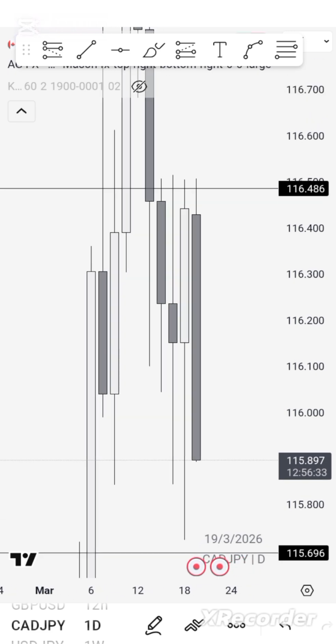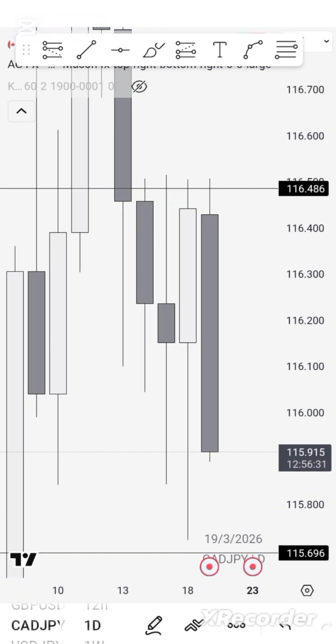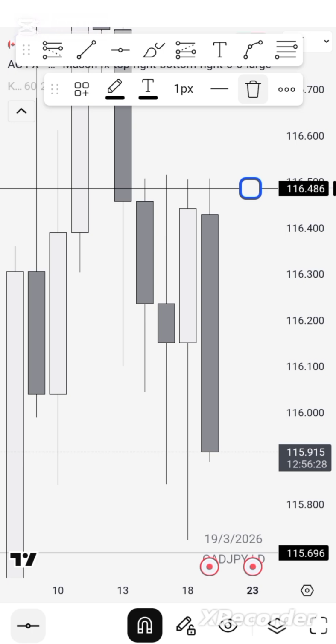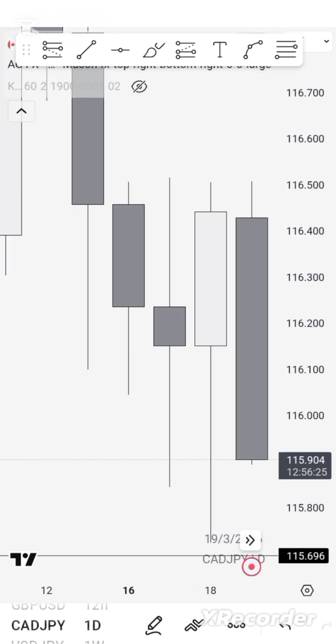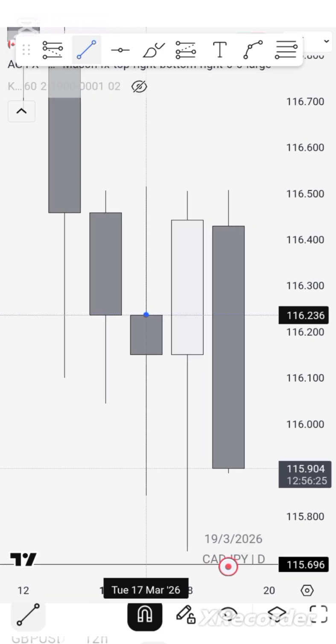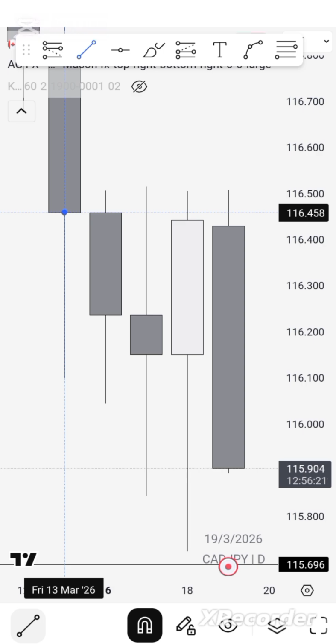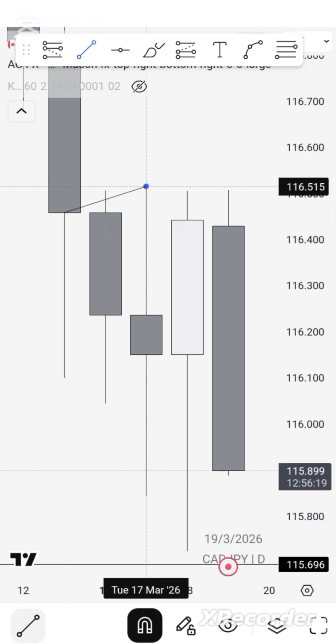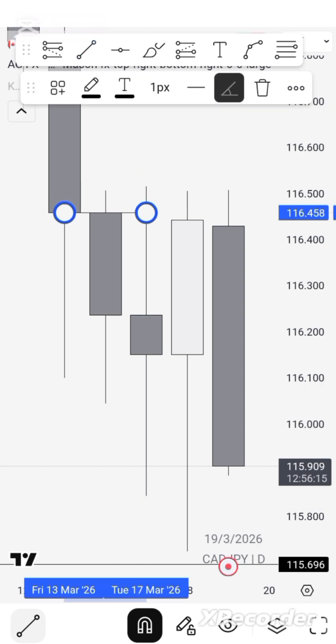So I think on Tuesday, yeah, it was on Tuesday, I saw this rejection from this OCL on the daily time frame. Now, it was a nice rejection. So I saw price coming from this OCL. Price was rejecting from there. Can you see? Yeah. So price was rejecting from this OCL.